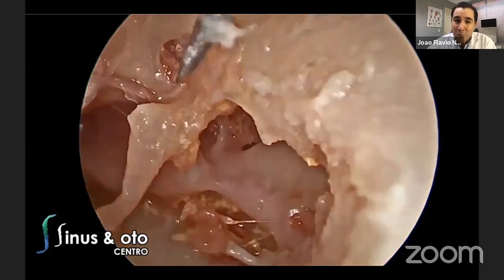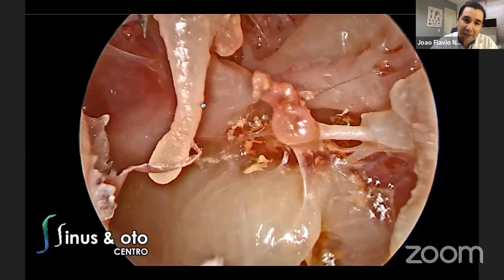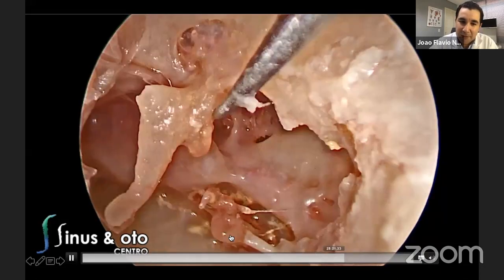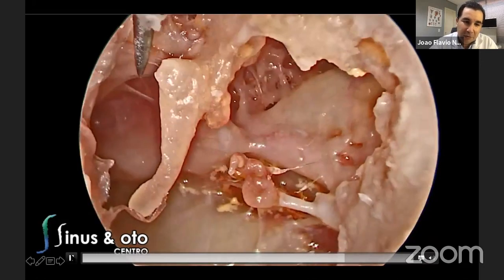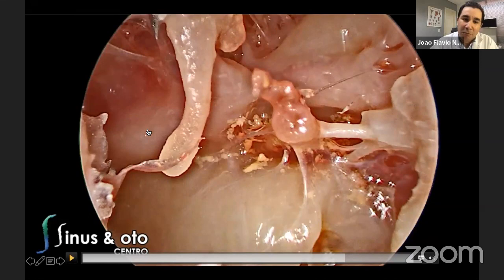So with endoscopes, we can tackle the disease. See the tensor fold here? This is the area of the tensor fold. So we'll just come back a little bit just to see the area of the tensor fold. Whoops, here. So this is the canal of the muscle, the tensor tympani muscle, cochleariform process. This is the malleus, and this is the tensor fold. In this case here, the tensor fold is a little bit more horizontalized.